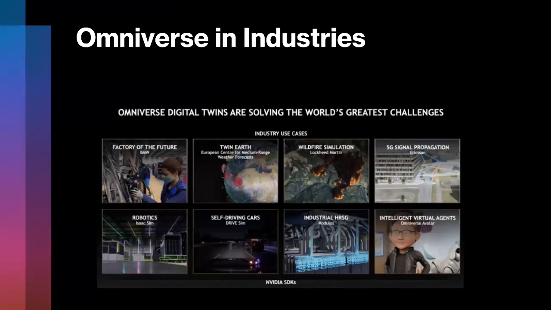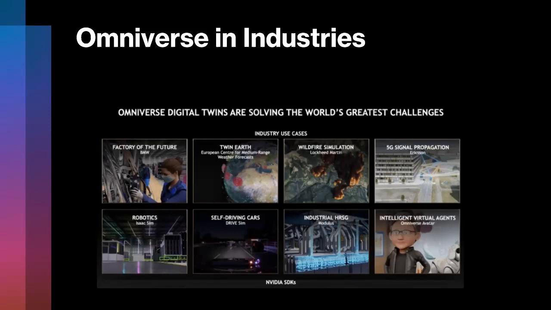Okay, so Omniverse is an engine that could be used in many industries. So Omniverse digital twins, for example, are solving some of the biggest problems. They're being used for wildfire simulation, Earth simulation, creating a twin of the entire Earth so we can predict climate change and other things that happen on Earth, like hurricanes, things like that.